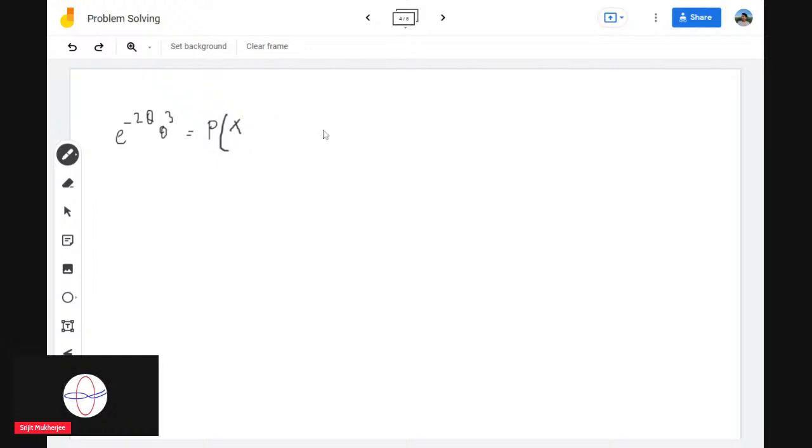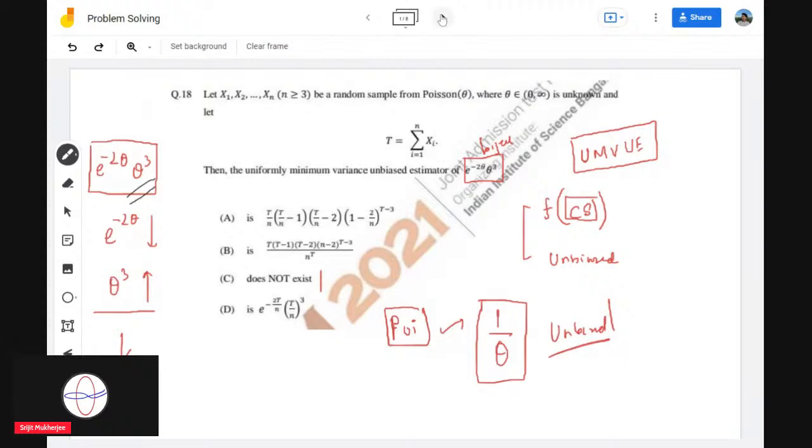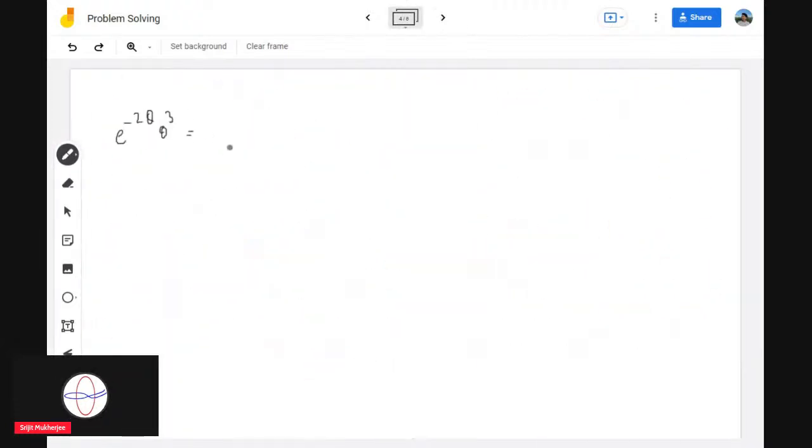Okay, so let's see what is e to the power minus 2 theta. It's Poisson theta. So if you observe that, probability x1 is equal to 0 is what? Let's understand that. It's e to the power minus theta. Probability x is equal to 1 is e to the power minus theta times theta. Probability x is equal to 2 is e to the power minus theta times theta square by 2.